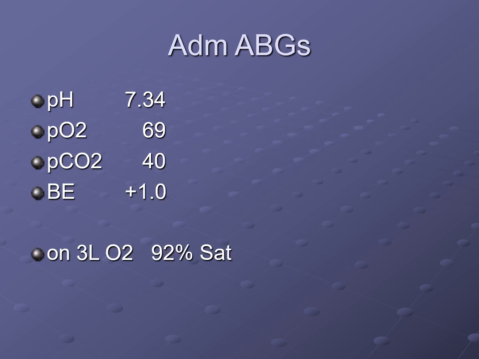Admission ABGs. So the normal pH is between 7.35 and 7.45, so very mildly acidotic. The next thing that I look at is the PCO2. That should be between 35 and 45. This is normal, and then the base excess is normal. So this is a very mild, probably respiratory acidosis, but it's actually hard to tell.